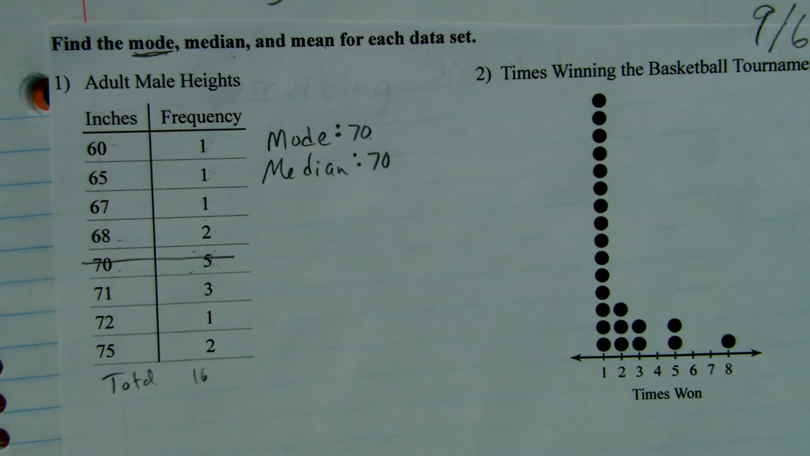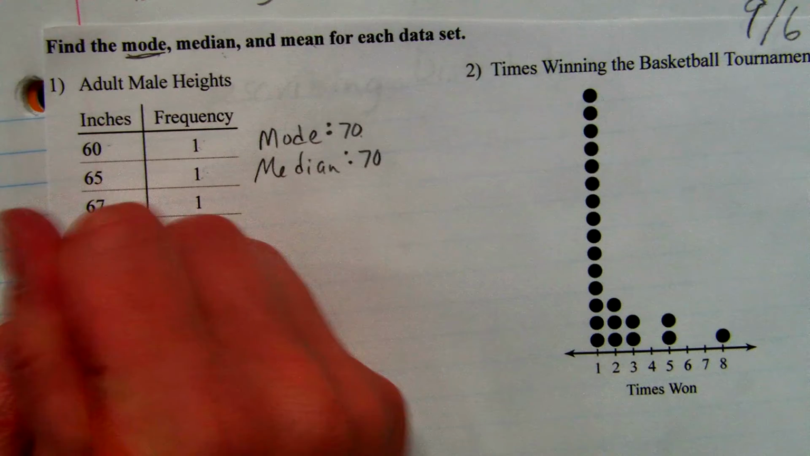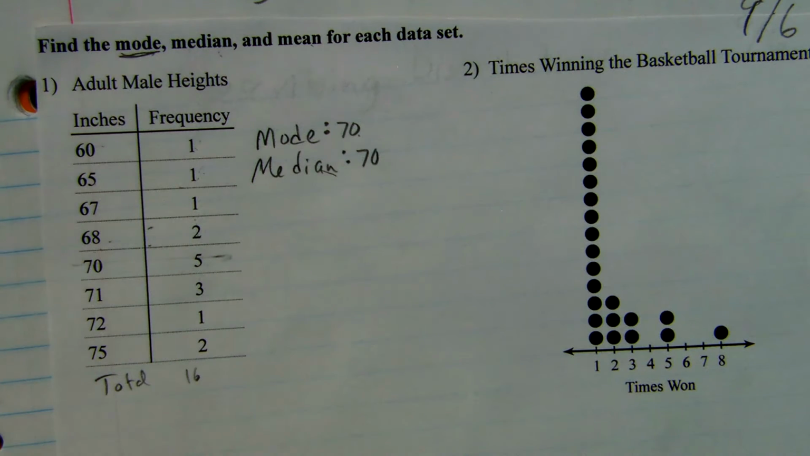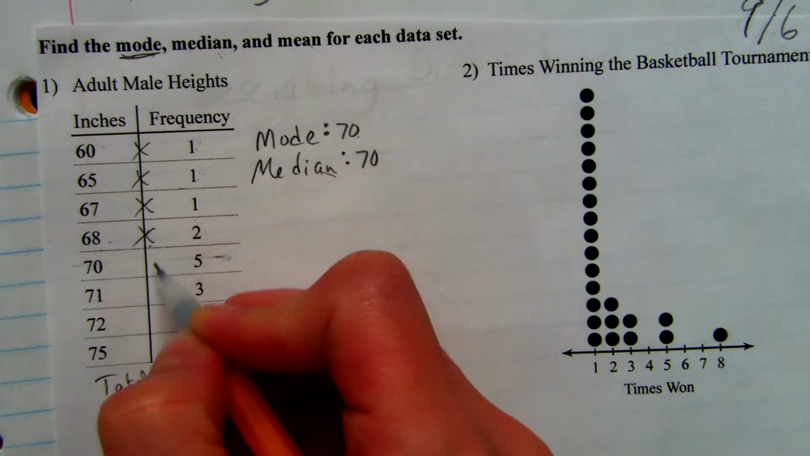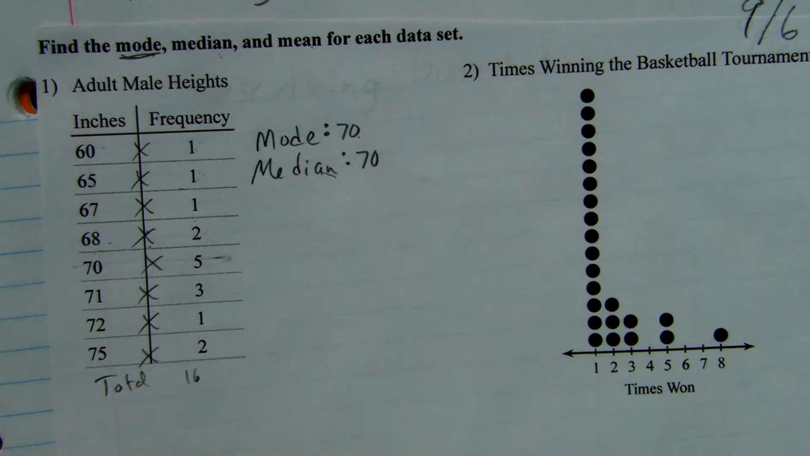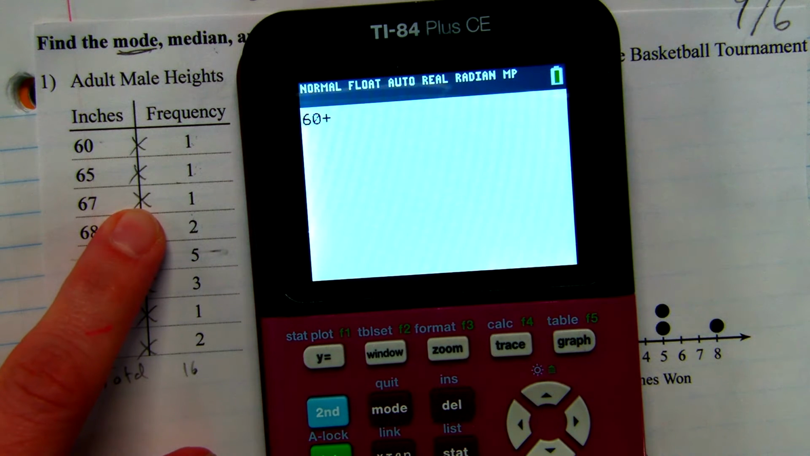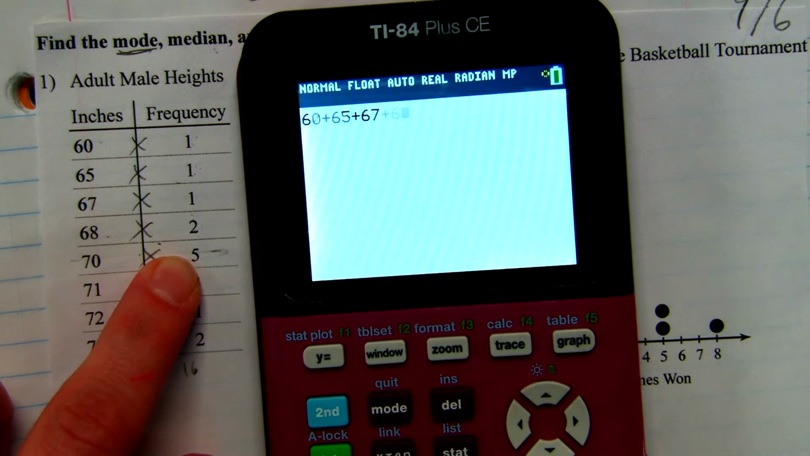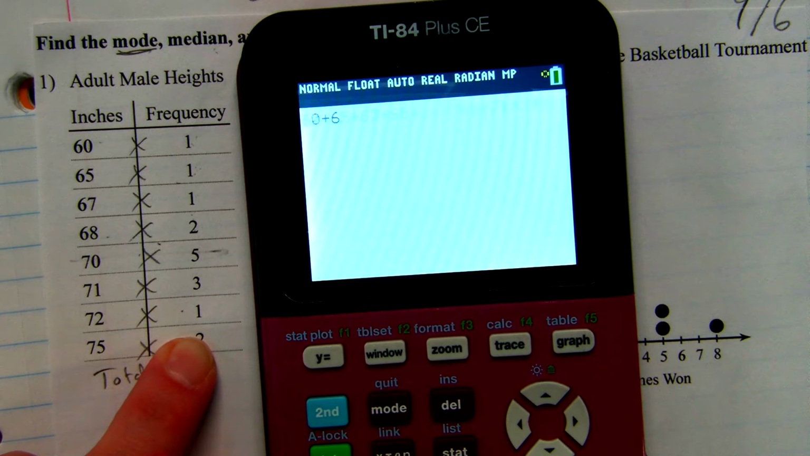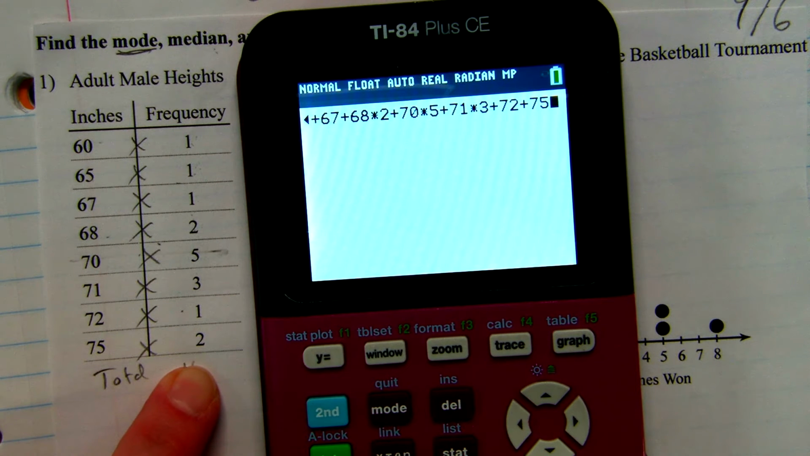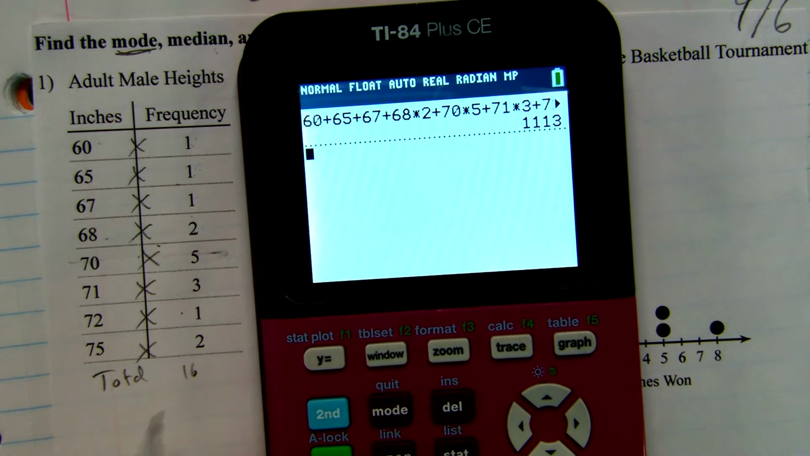Now, when we want to do the mean on this, there is an easy way to add these up without having to go 70, 70, 70. Do you guys remember what it is? Multiply. So you can take 60 times 1, 65 times 1, times 2, times 5, times 3, so you don't have to type all the numbers in over and over. So I could do 60 plus 65 plus 67 plus 68 times 2 plus 70 times 5 plus 71 times 3 plus 72, because there's only 1, plus 75 times 2. And that gives you the total that we're going to use to divide.